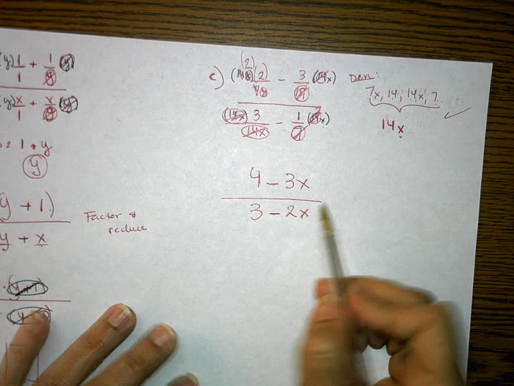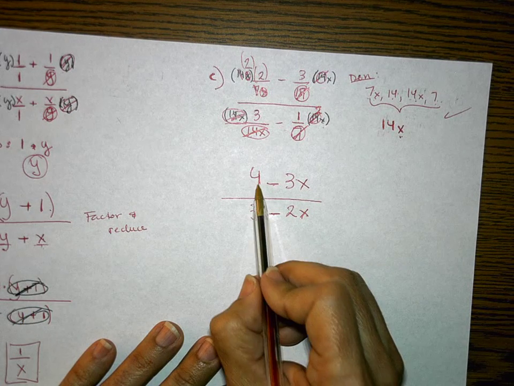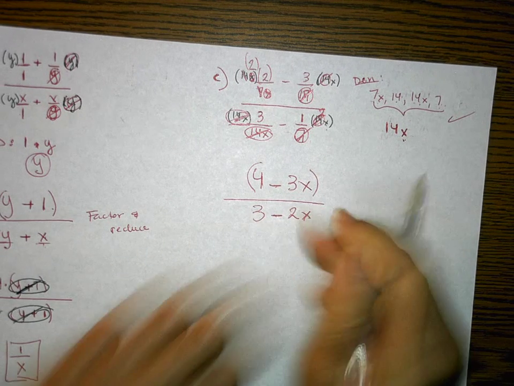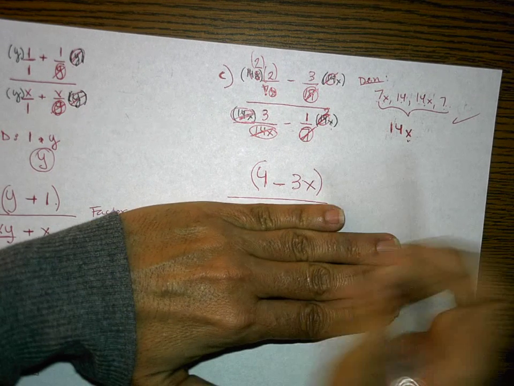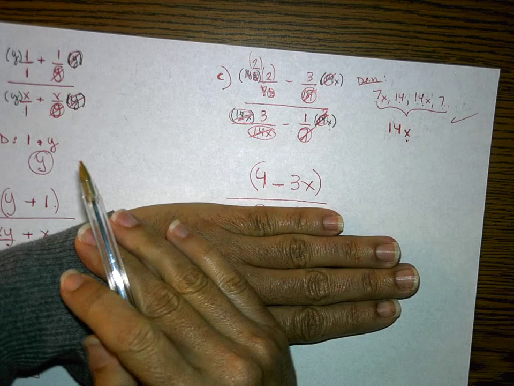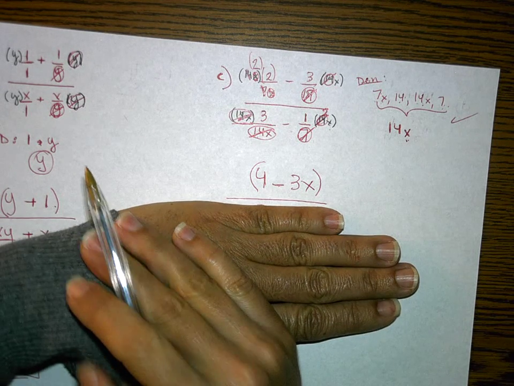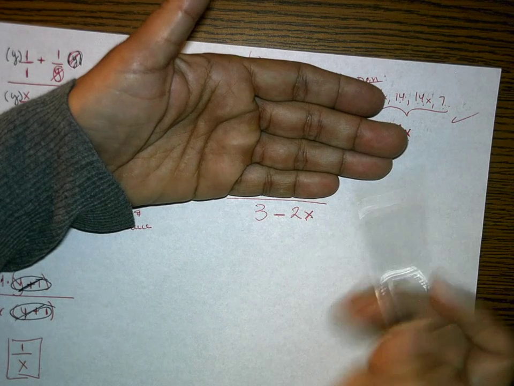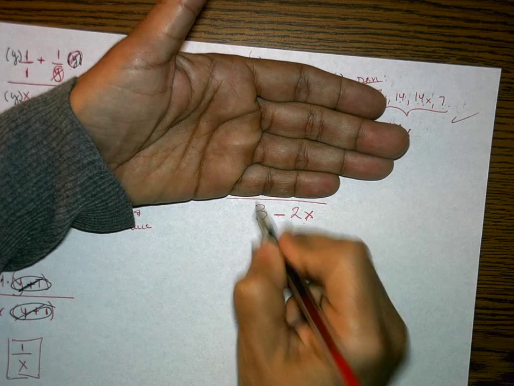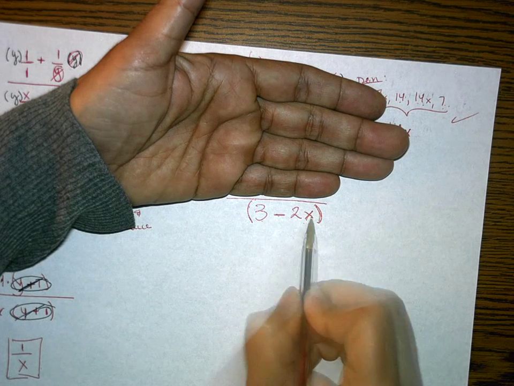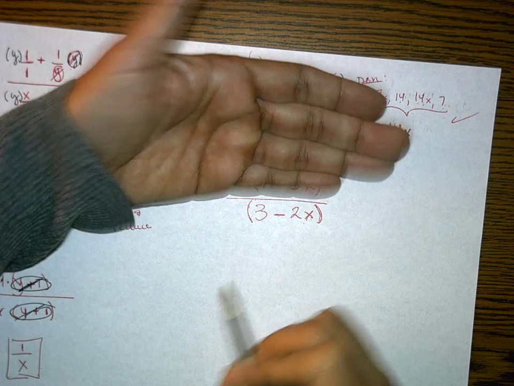I look here, and I say, well, between 4 minus 3x, there is no common factor. This is a group. As you can see, if you forget about the denominator, there's really nothing you can factor out between a 4 and a negative 3x. If you look at the denominator, there's really nothing in common between a 3 and a 2x. There's nothing you can factor out of both of them. Therefore, these are already reduced.